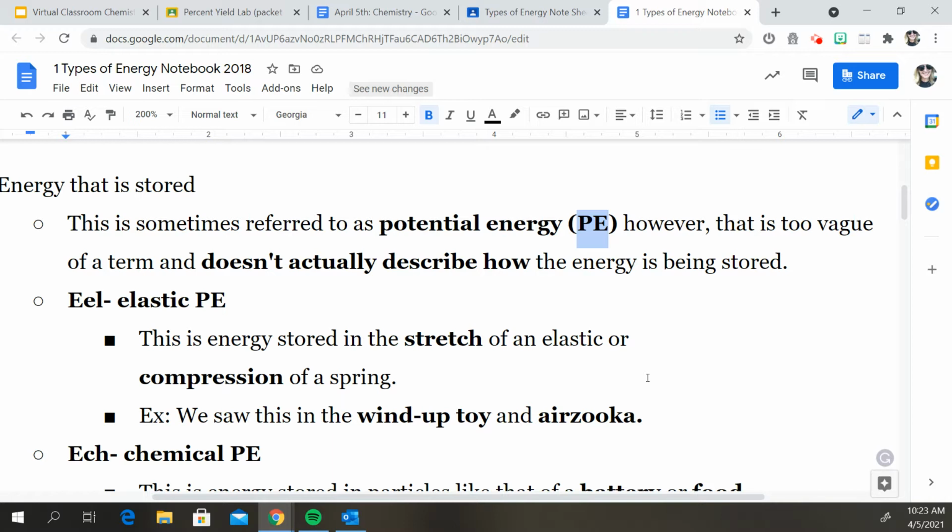That's also the same as the compression in a spring. Like you take a spring and you squish it down, and then when you release it, the spring pops up, right? We will be seeing this in a lab that we're going to do tomorrow and Wednesday. It's a wind-up toy and Airzooka, which we're going to be playing with tomorrow and Wednesday.